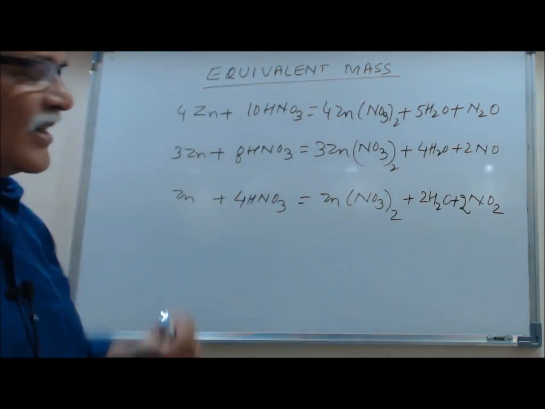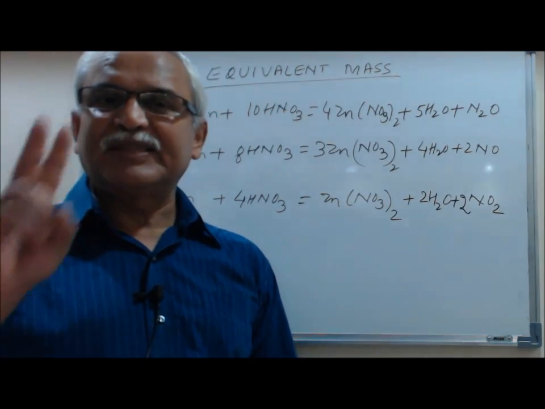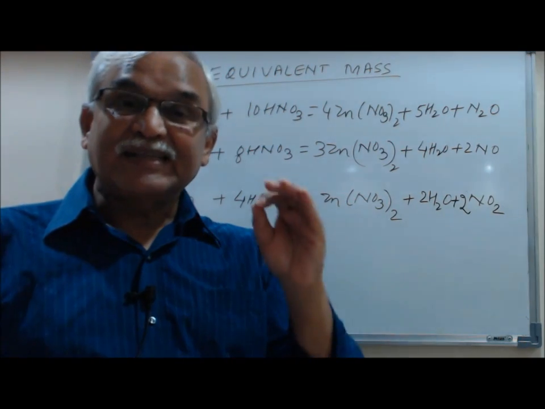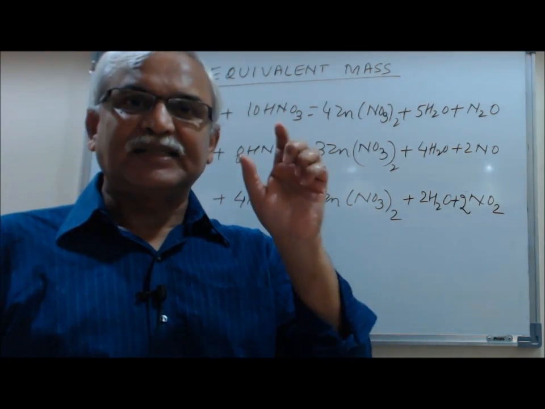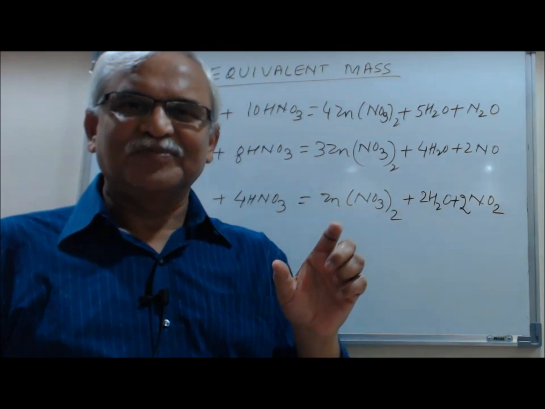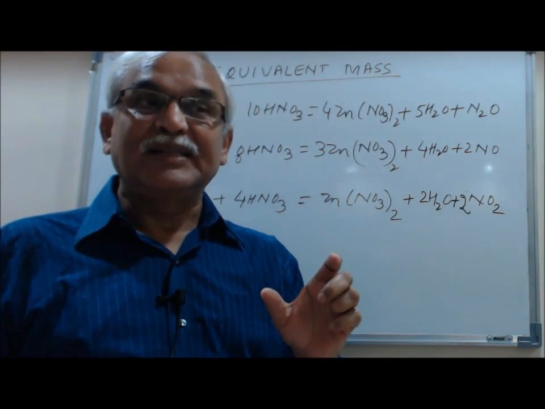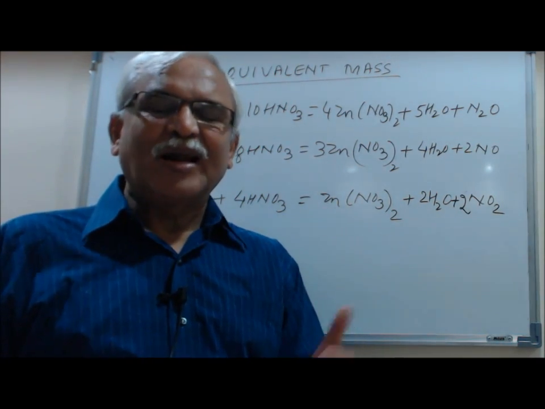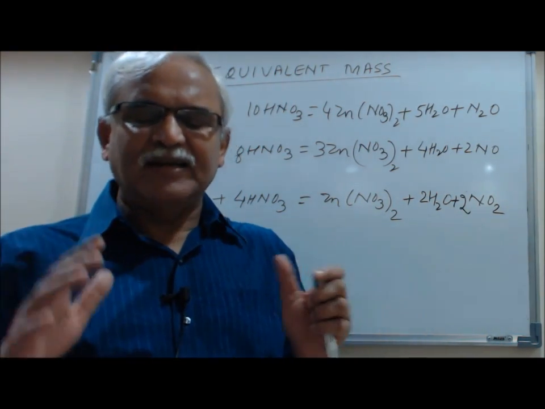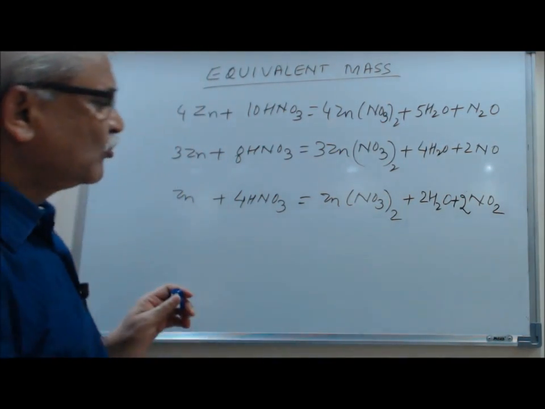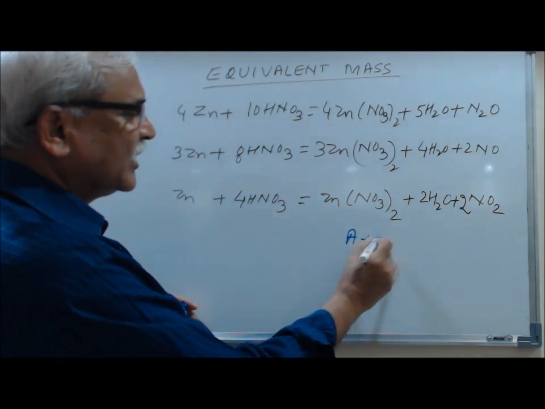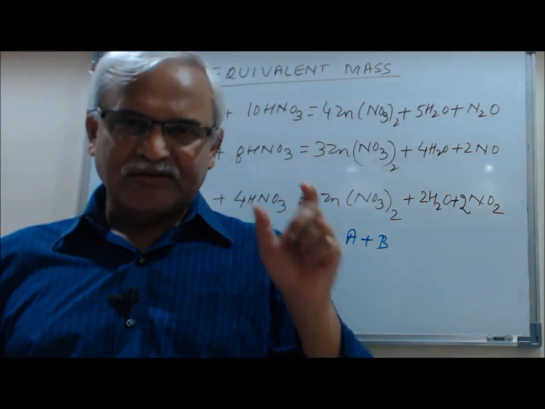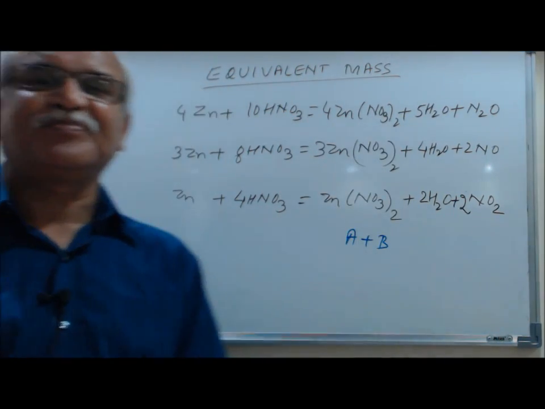Why did I choose these reactions? You see that we have the same two molecules, zinc and nitric acid, and essentially they are not reacting in the same molar ratio, which some students wrongly think to be right. I take a converse case. Mostly I find that students think that if two molecules A and B are to react, the ratio in which A and B react is a constant. They always react in a constant ratio. That is not right.